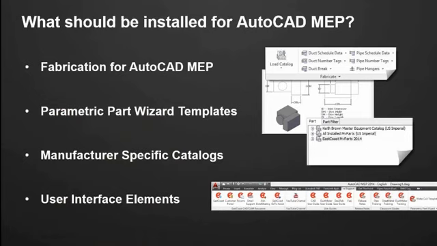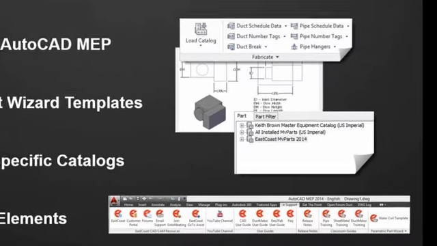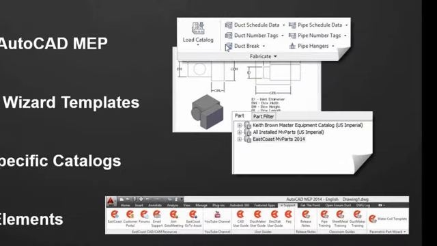What should be installed for AutoCAD MEP for this series? Well, obviously you're going to need the Fabrication for AutoCAD MEP software. That gets installed inside of AutoCAD MEP. You're going to need the parametric part wizard templates, the manufacturer-specific catalogs, and the user interface elements. And you can see from these pictures, these are different ways to tell what you have installed.